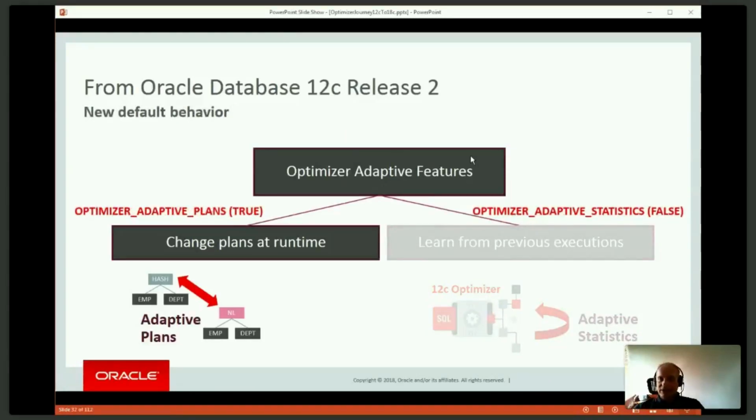And we also changed the defaults. So one of the motivations for these new parameters was to make the control finer, because the optimizer adaptive features parameter was too coarse. It was a big switch to turn on and off. So instead, we've given you finer control. And the other thing that we've given you is the adaptive plans are on by default. We see those applicable to all types of systems. Whereas optimizer adaptive statistics is off by default. So we have established that this is a better default for the majority of systems. So I'll talk a little bit more about that in a minute. But so this is now off by default.